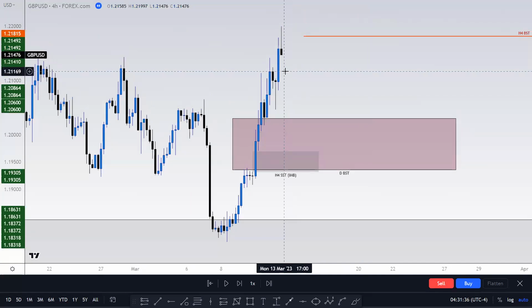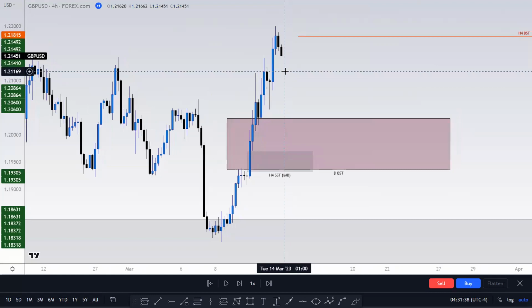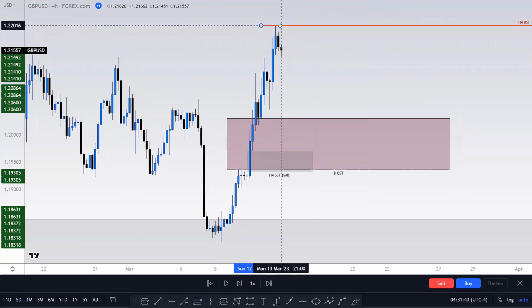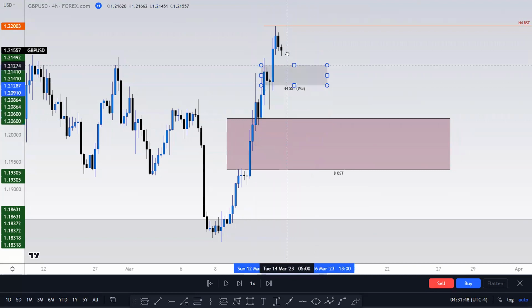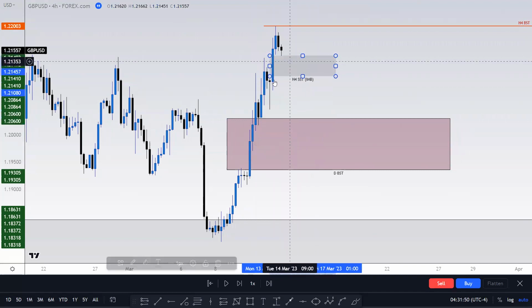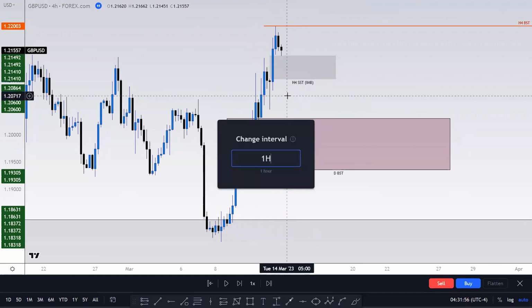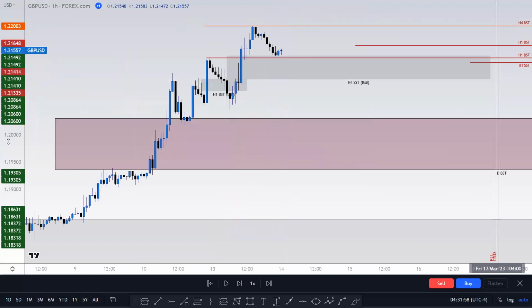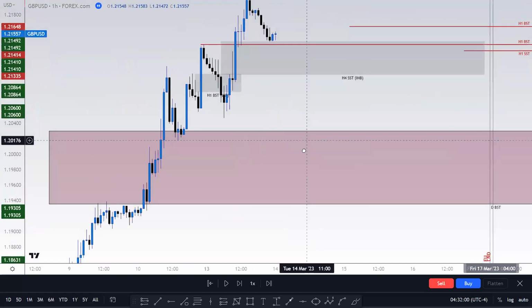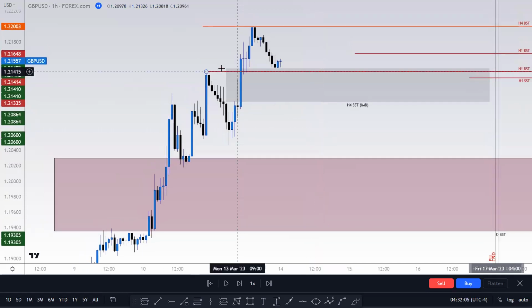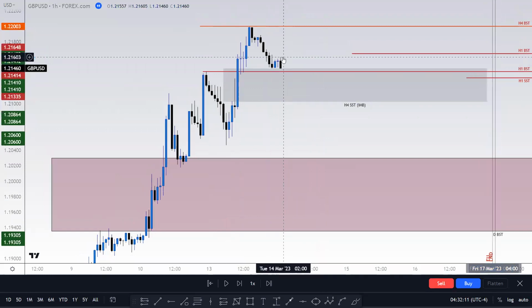Just going to forward play this. All right, so we have the 4-hour buy side target, which is going to be the swing high. And then we have the H4 sell side target, which is going to be this imbalance residing below. So going on to the 1-hour time frame. What are we now looking for? Same thing. So I'm just going to forward play this 2 hours.